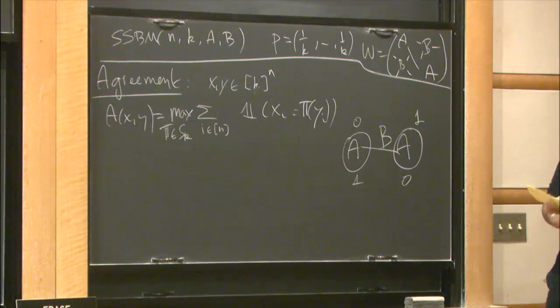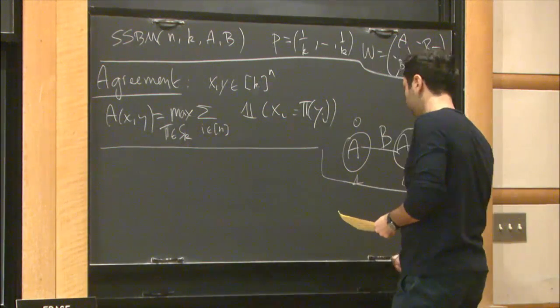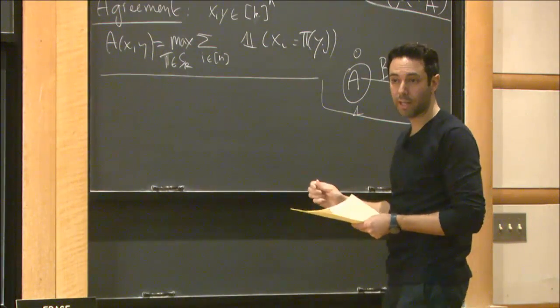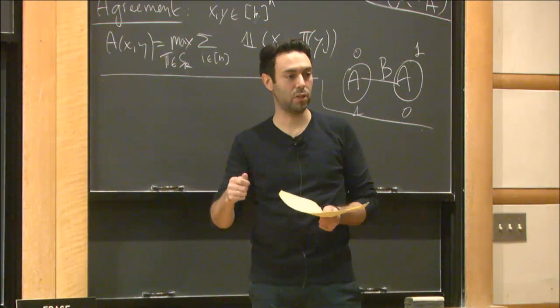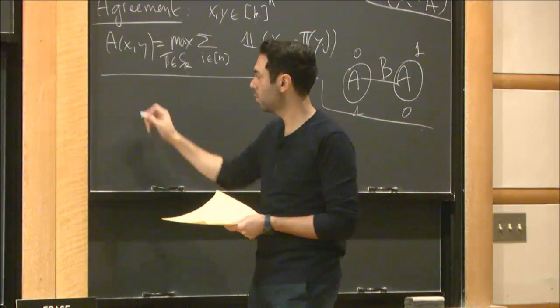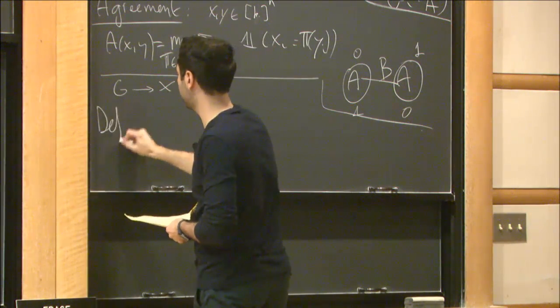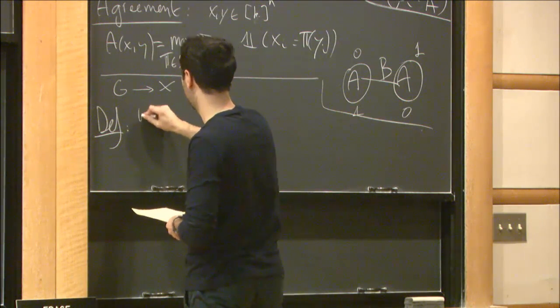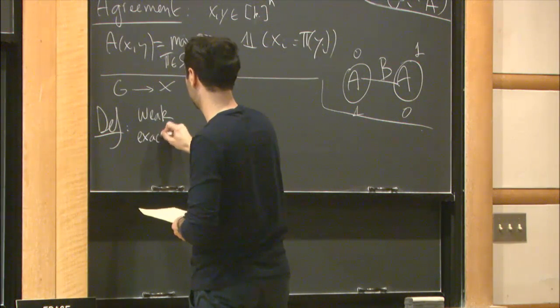Okay, now that we have defined the agreement, we can talk about what it means to recover the clusters. The general game is that we are given the graph only, without the colors, without any indication of anything, and you want to recover X. So the goal is to go from G to X. We'll define two notions of recovery: weak and exact recovery.